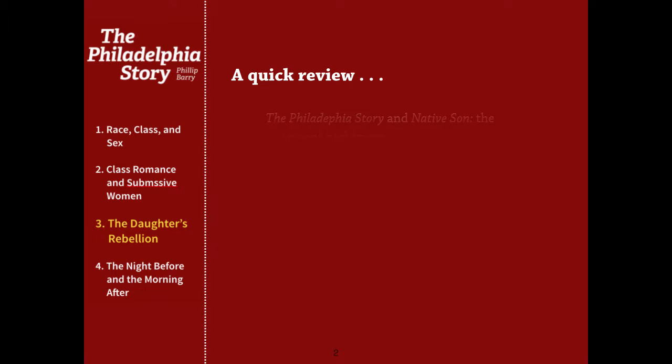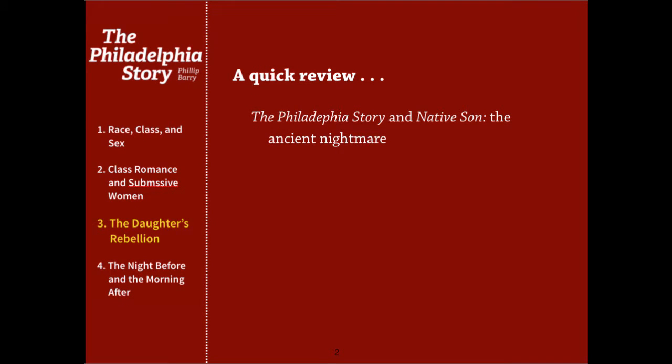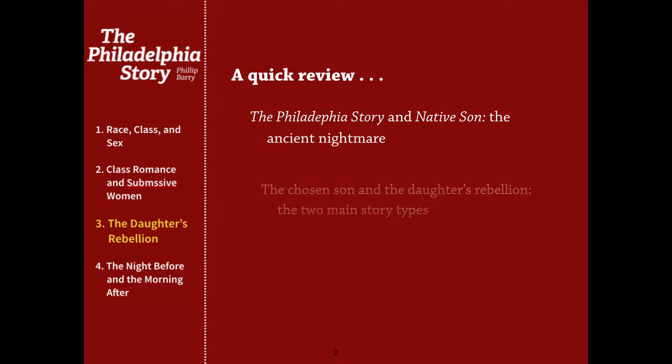In the first mini lecture, I compared the Philadelphia story to Native Son and to the historical context these very different works share. I suggested that they're linked on a deep level by a cultural fantasy I call the Ancient Nightmare. I argued that this fantasy connects both works to the main theme of the course and to the other readings. It makes this connection not by way of the chosen son narrative, but rather as a story about daughters.